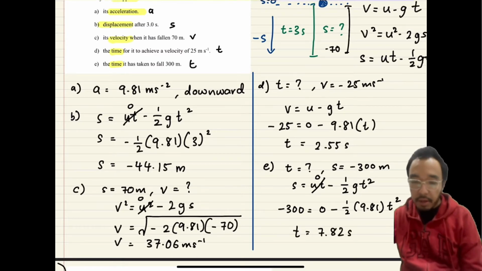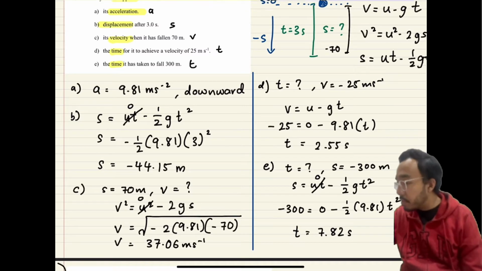Don't forget the unit. Okay, so double check the answer.